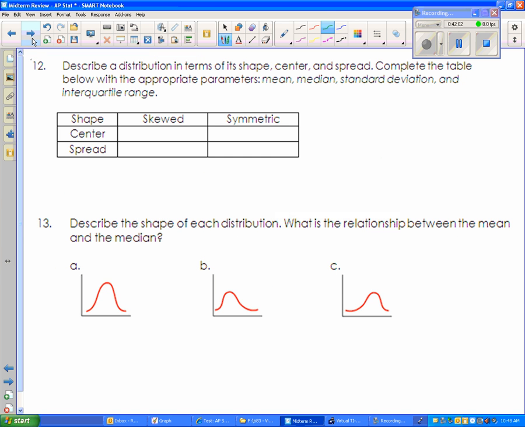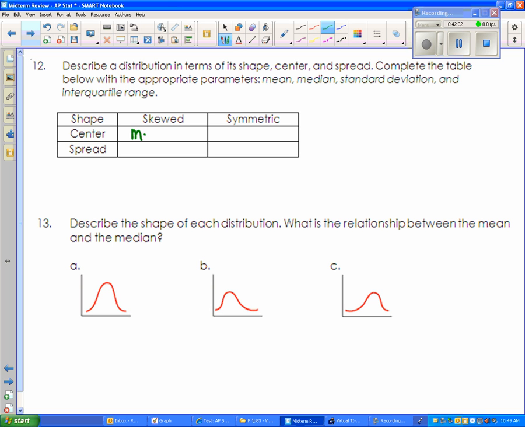Okay. In number 12, this has to do with describing distributions in one variable. So when we're describing the shape, the center, and the spread, you do need to remember that the shape of the distribution will determine which measure of center you should use and which measure of spread. So if it's a skewed distribution, remember it's going to screw up the mean. The mean is going to be influenced by very high values and very low values. So if there's an outlier, that's going to mess up the mean.